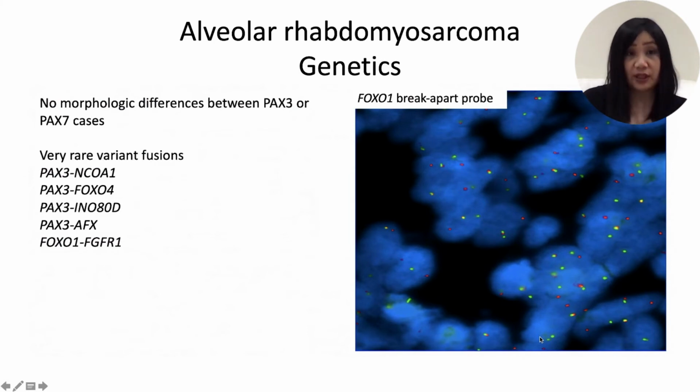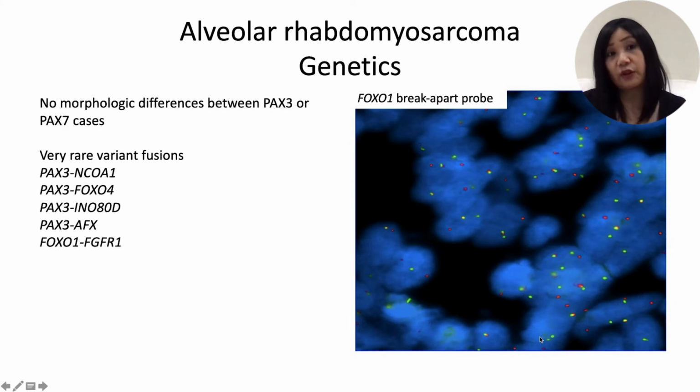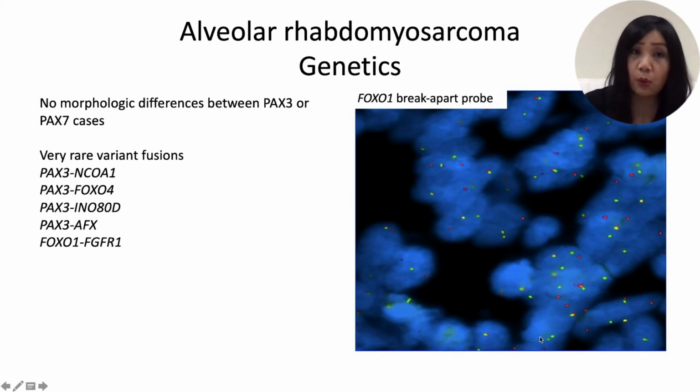There are no morphologic differences between PAX3 or PAX7 fused cases, and very rarely there are variant fusions in which PAX3 can fuse with a variety of partners or FOXO1 can fuse with FGFR. So just for us to be aware that we will not always be able to confirm alveolar rhabdo in a morphologically consistent case if we are using FOXO1 probes, which is the typical probes that we use in most FISH labs.